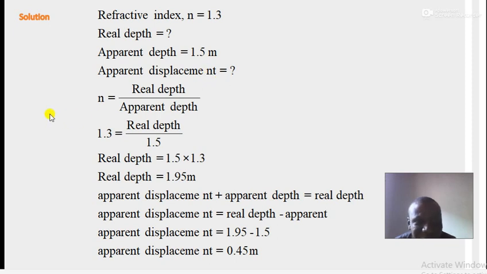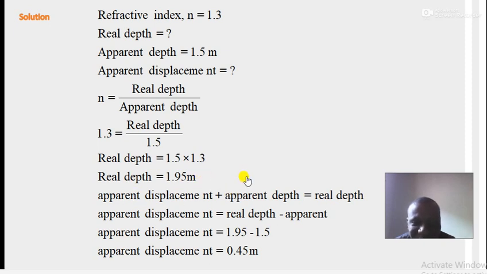So therefore, refractive index is the real depth over apparent depth as quoted before. And so we substitute the value of 1.3 in place of the refractive index n given, and 1.5 in place of the apparent depth. We arrive at the real depth is equal to 1.5 times 1.3. And the real depth is therefore, after multiplying 1.5 and 1.3, we have this on a straight line here. And so the real depth is 1.95 after multiplying those values.